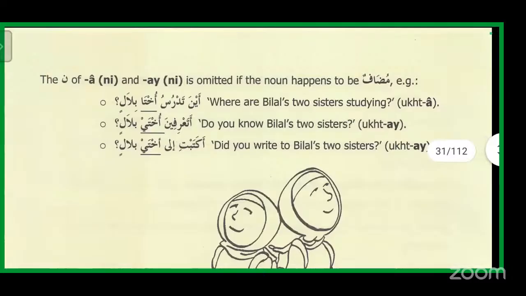The noon of ani and aini is omitted if the noun happens to be mudaf. Example: أين تدرس أختا بلال؟ Where are Bilal's two sisters studying? أتعرفين أختي بلال؟ Do you know Bilal's two sisters? أكتبت إلى أختي بلال؟ Did you write to Bilal's two sisters?